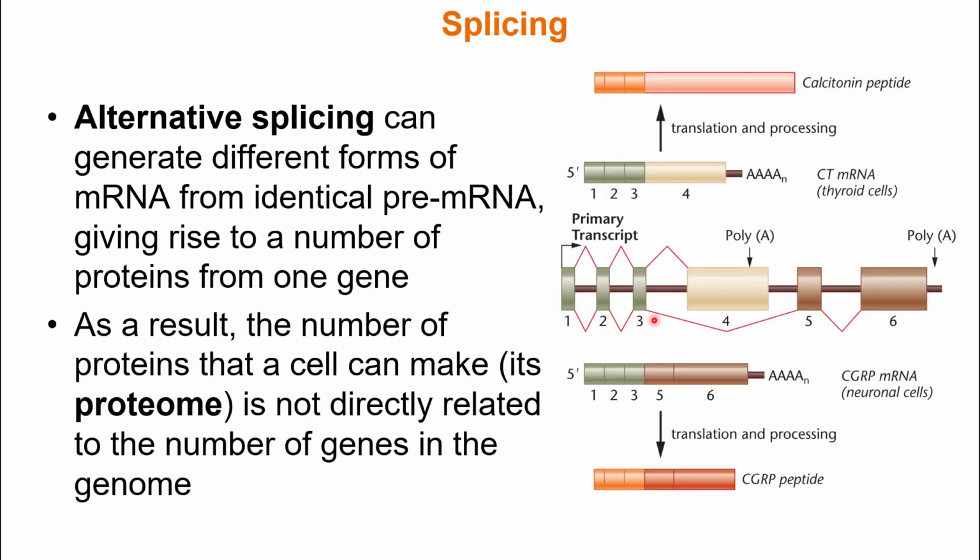This should be review. Alternative splicing we talked about in a previous chapter on transcription, about how we can splice out exons. And that can change. We can get different forms of our mRNAs from an identical pre-mRNA. What that means is the number of proteins that a cell can make, what we call its proteome, is not directly related to the number of genes in the genome. The proteome is much larger than the genome.